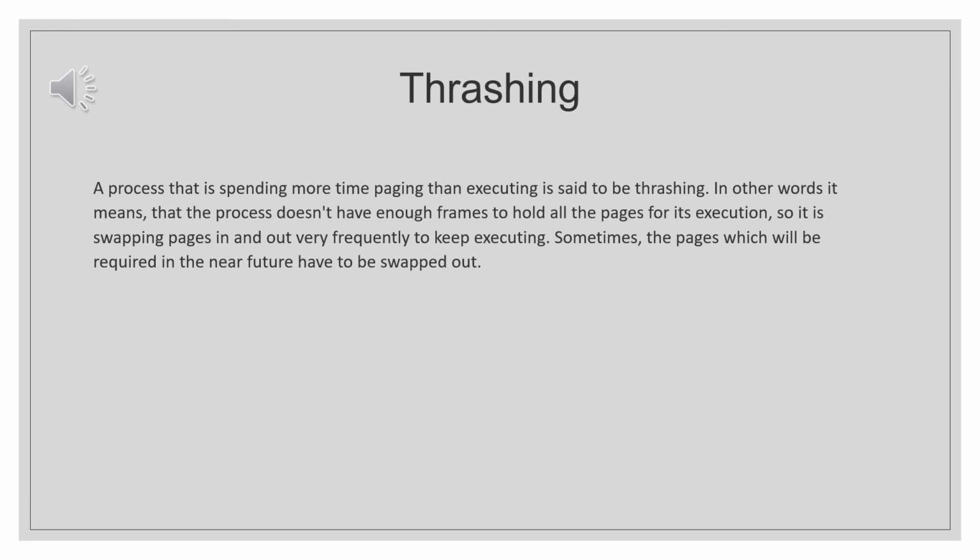And now about thrashing. What is thrashing? A process that is spending more time paging than executing is said to be thrashing. In other words, it means that the process doesn't have enough frames to hold all the pages for its execution, so it is swapping pages in and out very frequently to keep executing. Sometimes the pages which will be required in the near future have to be swapped out.